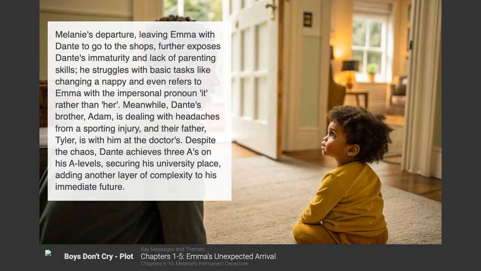Melanie's departure, leaving Emma with Dante to go to the shops, further exposes Dante's immaturity and lack of parenting skills. He struggles with basic tasks like changing a nappy, and even refers to Emma with the impersonal pronoun "it" rather than "her." Meanwhile, Dante's brother, Adam, is dealing with headaches from a sporting injury, and their father, Tyler, is with him at the doctor's. Despite the chaos, Dante achieves 3 A's on his A-levels, securing his university place, adding another layer of complexity to his immediate future.